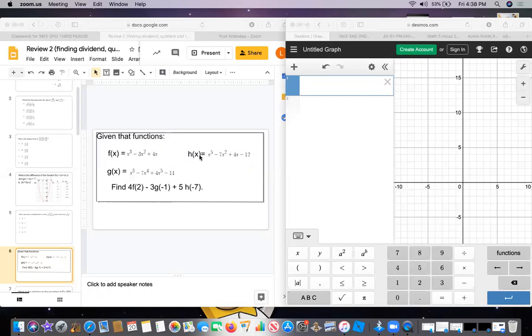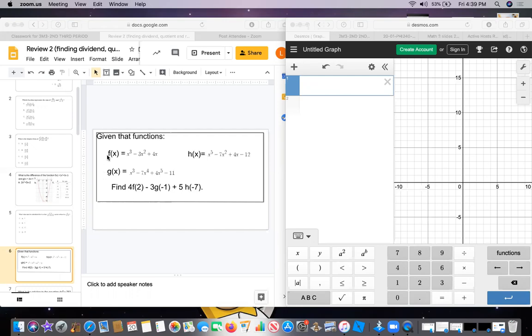Now, with these functions, we are asked to find this notation. We say, what is 4f of 2 minus 3g of negative 1 plus 5h of negative 7. You already know that when we have f of 2, this means that 2 is the value of x for the function whose name is f.